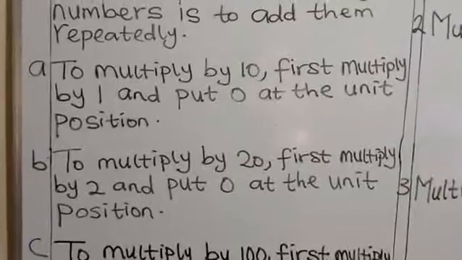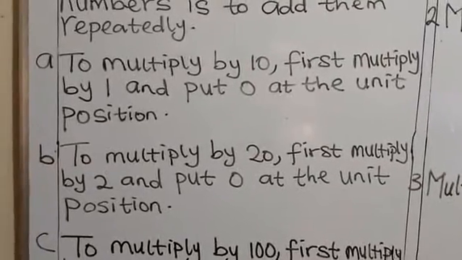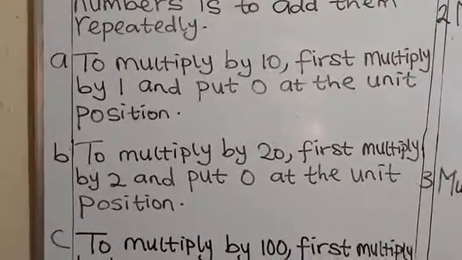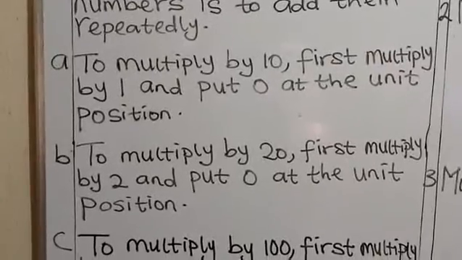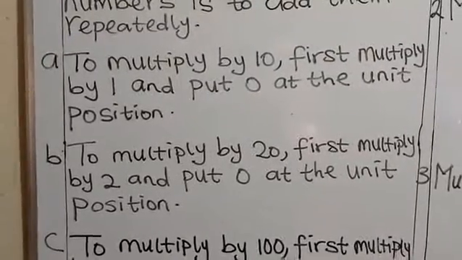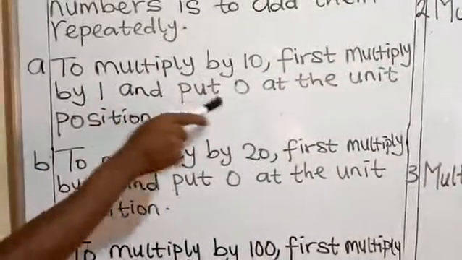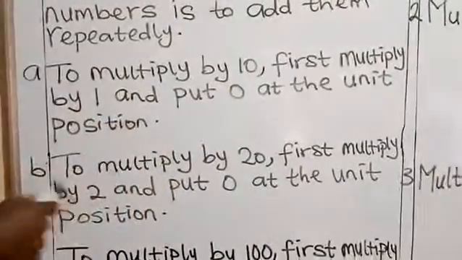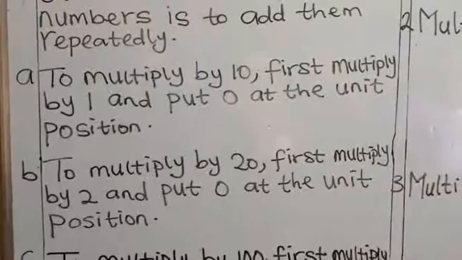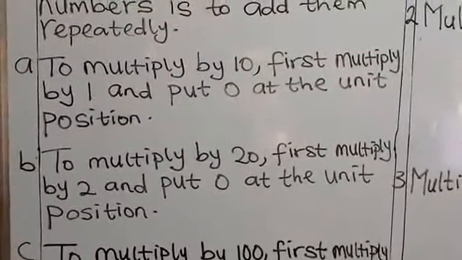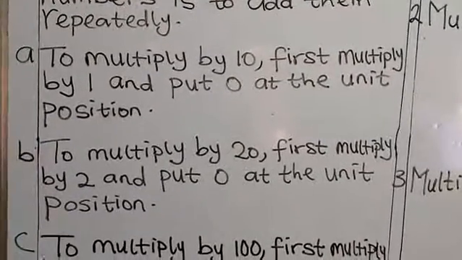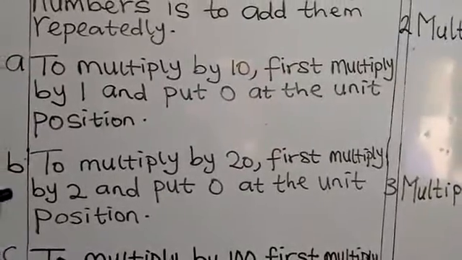To multiply by 10, first multiply by 1 and put 0 at the unit position. To multiply by 10, first multiply the given number by 1, then you put this 0 at the unit position at the back. So we're going to use the examples to show exactly what this means. But before then, let's read out the rest of them.